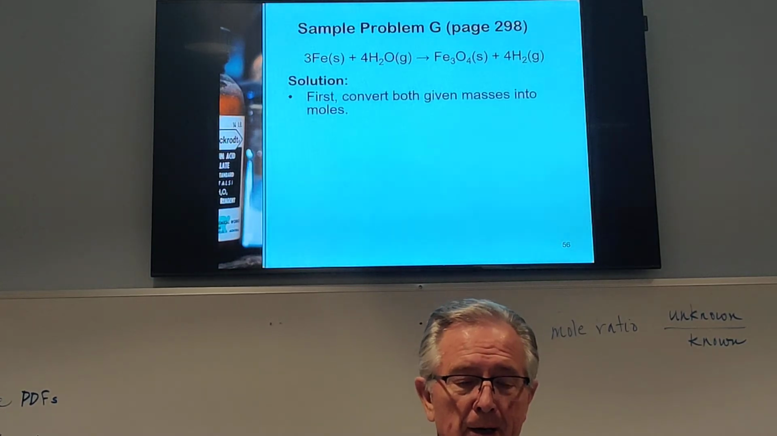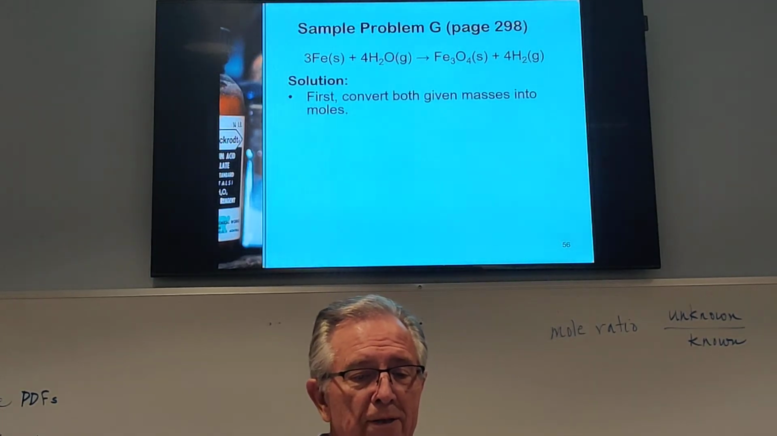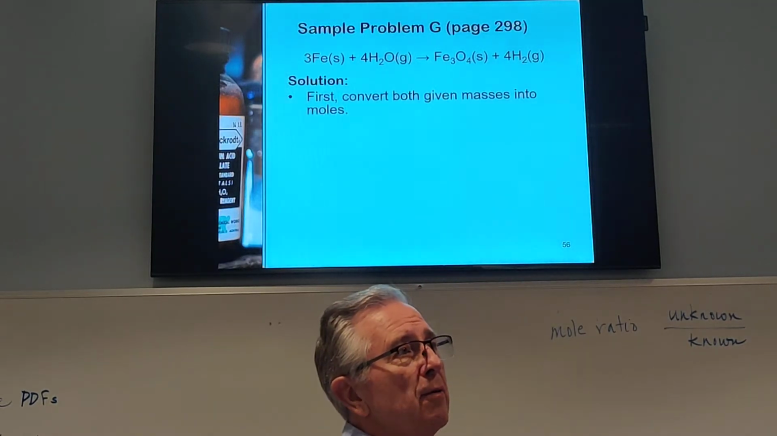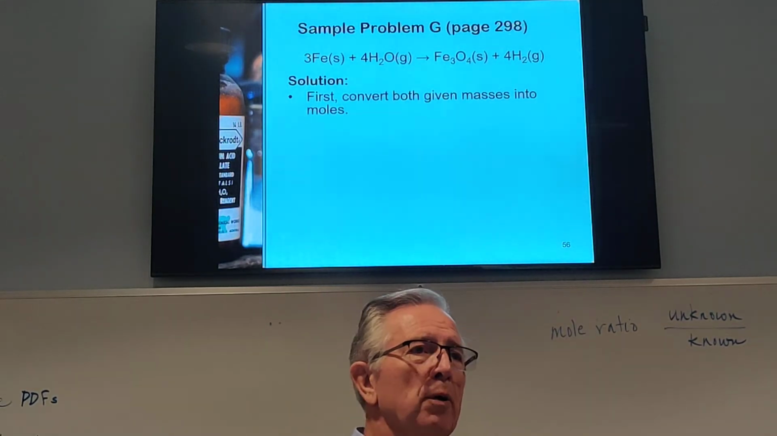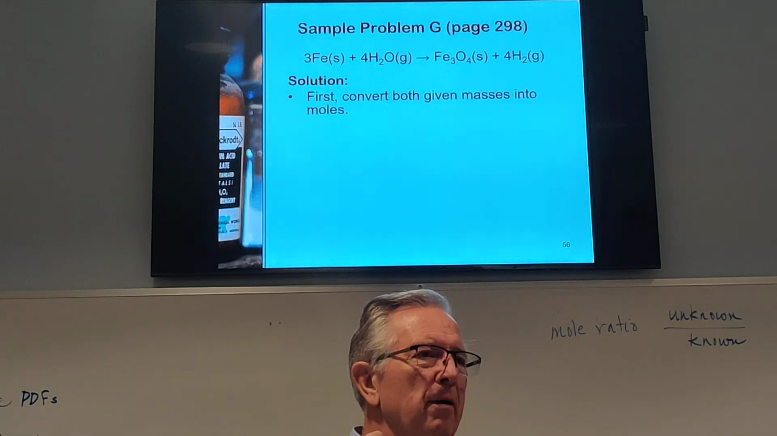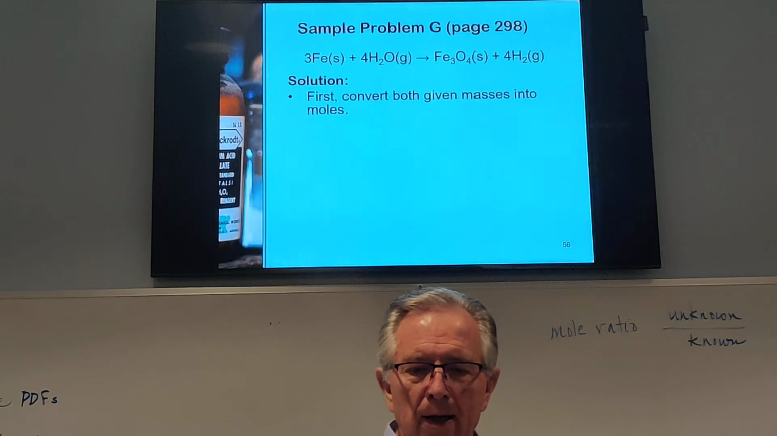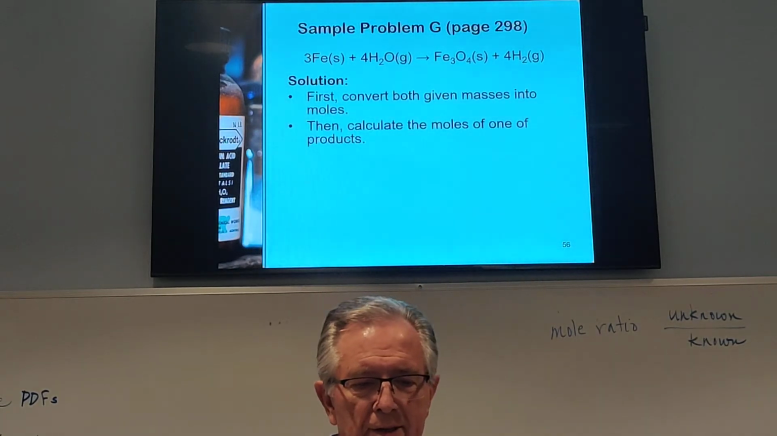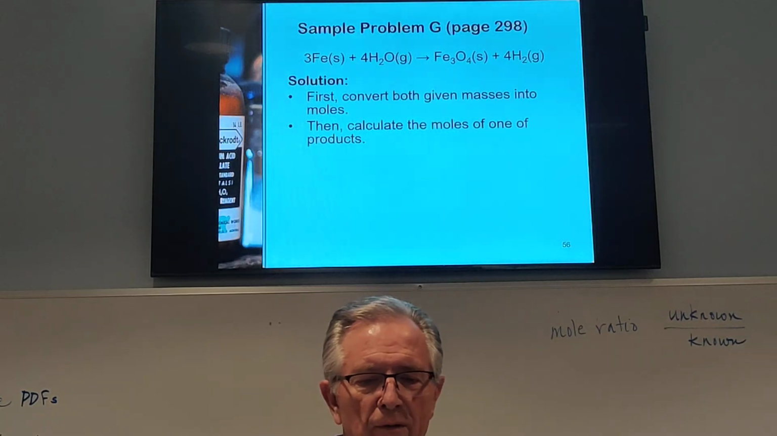Okay, so here we go. First, convert both of these masses into moles. If you look over here on the unknown side, we have to get to moles of product. We can only compare them if they're in moles. If they're in grams, I can't compare them. So I have to get it into moles of one of the products, and like I said, we're going to pick Fe3O4 first.